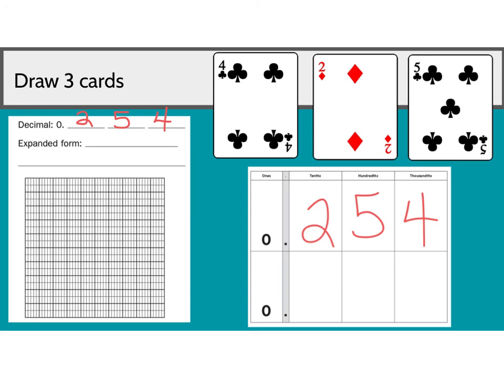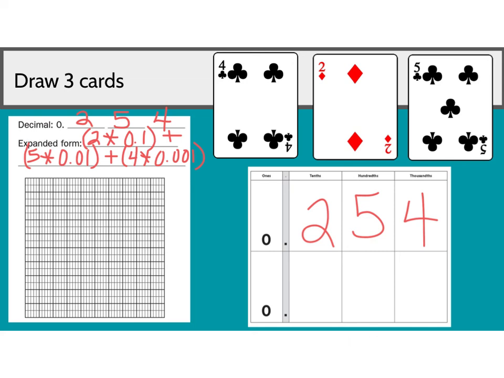So let's try a different way of writing that in expanded form this time. Let's do 2 times 1/10 plus 5 times 1/100th plus 4 times 1,000th. And there you have it, another way to write that decimal in expanded form.